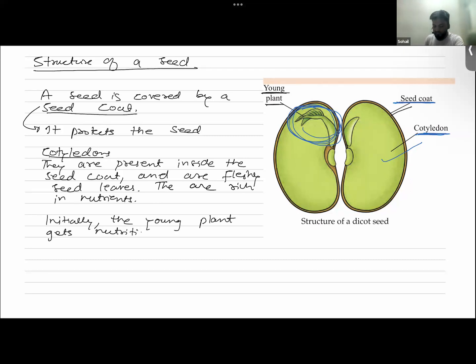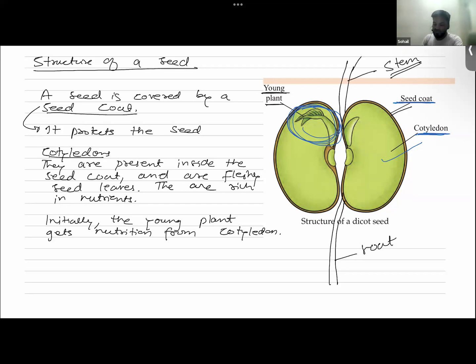Gets nutrition from cotyledon. All right. Now, out of this seed, what will happen? The roots and the shoots will start to arise after a certain period of time. So roots and shoots will start to arise from it. This will be root and this will be, basically, let's call it a stem.